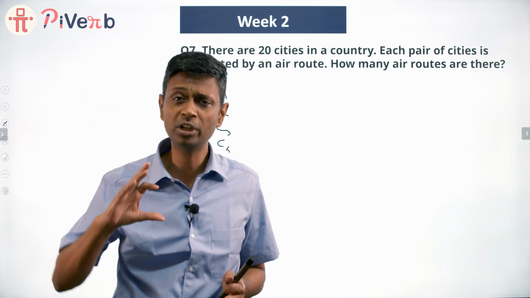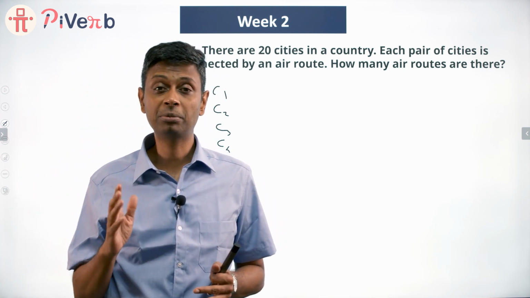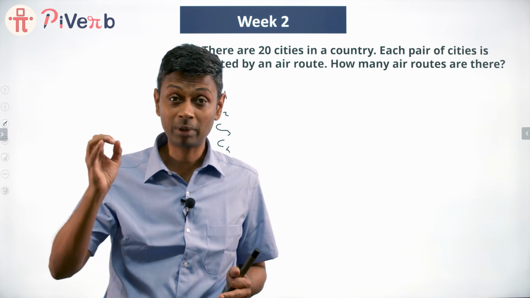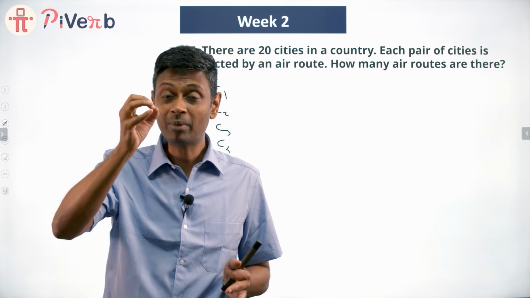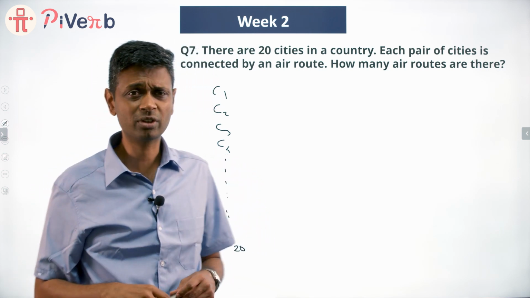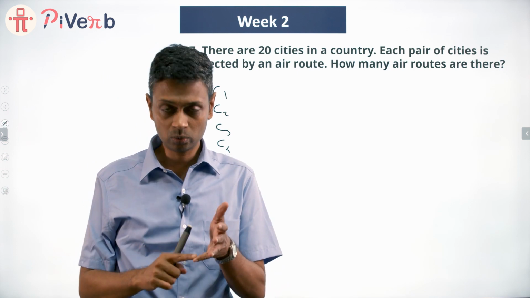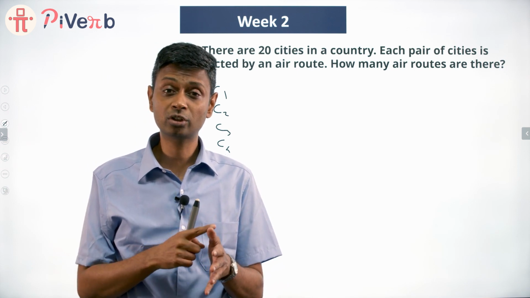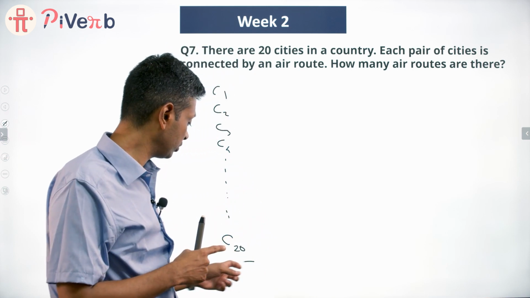Anytime you have any of these how-many questions, you have to say, okay, let me write down a few. And then you have to write with a pattern, with a plan, with an approach, with some method for counting everything. So I'm going to write everything from C1. C1, C2, C1, C3, C1, C4, C1, C5, C1, C6, all the way till C1, C20.